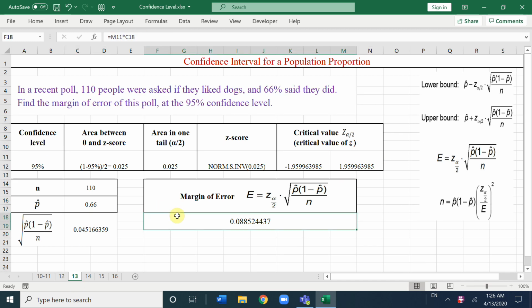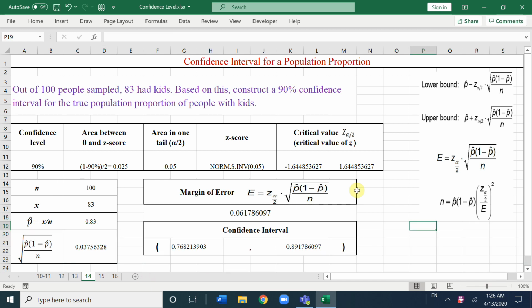Okay, next one. Based on the confidence level 95%, we could get the critical value. And once we get the critical value, same as the last question, we could get the margin of error. The answer is the critical value times the square root of p hat times 1 minus p hat over n. The next question: construct a 90% confidence interval.